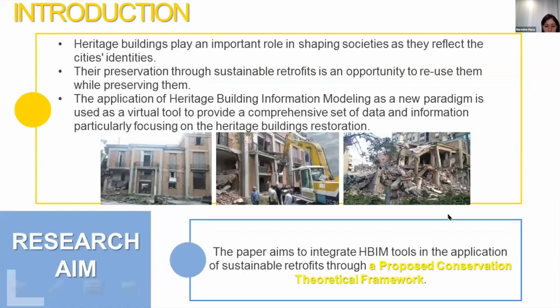I will start by giving an introduction about the research topic. Heritage buildings play an important role in shaping societies as they reflect the city's identities. Moreover, the preservation through sustainable retrofits is an opportunity to reuse them while preserving them. Therefore, the application of heritage building information modeling as a new paradigm is used as a virtual tool to provide a comprehensive set of data and information, particularly focusing on heritage building restoration.